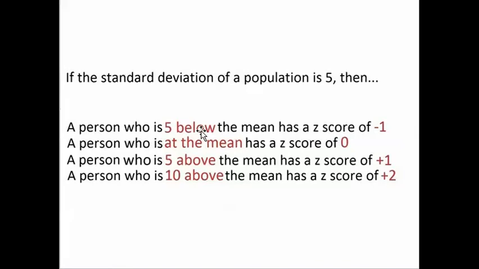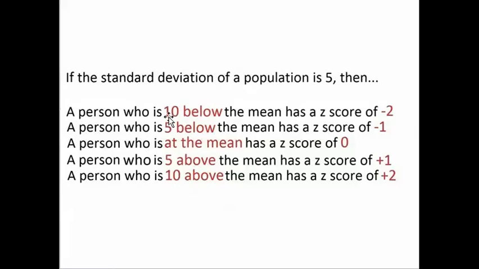A student in the class who has an exam score that's 10 above the mean would have a z-score of +2, because if the standard deviation of the class is 5, then a person who is 10 above the mean is 2 standard deviations above the mean. If you start at the mean of the class and you go up by 5, and then you go up by 5 again, then you've gone up by 2 standard deviations of 5, and you've reached a student who's 10 above the mean.